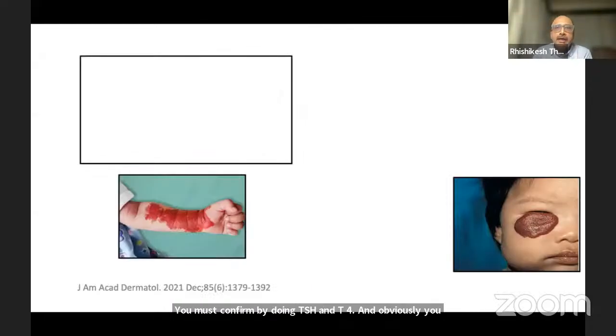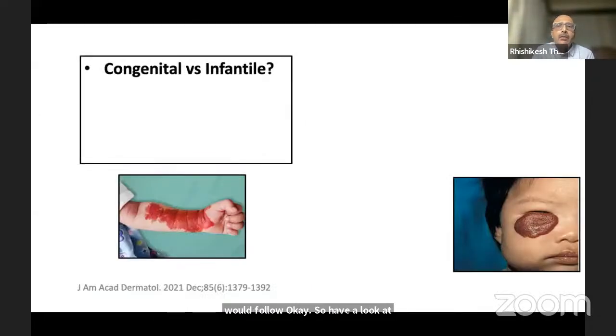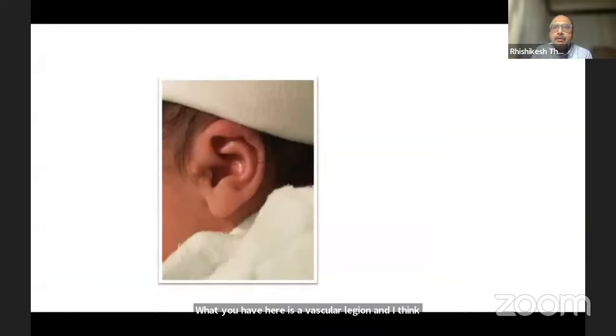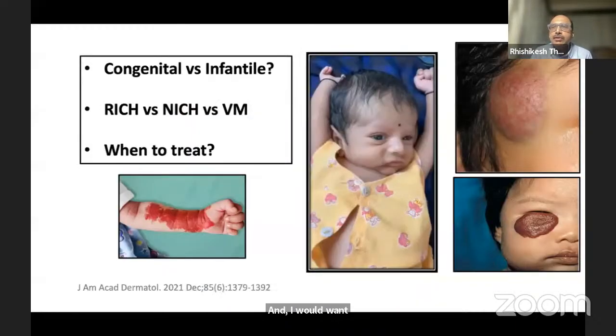Okay. So have a look at these babies. What you have here is a vascular lesion, and I think the diagnosis is very obvious. And I would want you also to have a look at these 2 other babies. Now, anybody will say that this is a hemangioma. Now, the point is, is it a congenital or an infantile hemangioma? Simply because something which is present at birth, we would label it as a congenital hemangioma, versus something which appears after birth in the first few weeks thereafter, you would label it as infantile hemangioma.